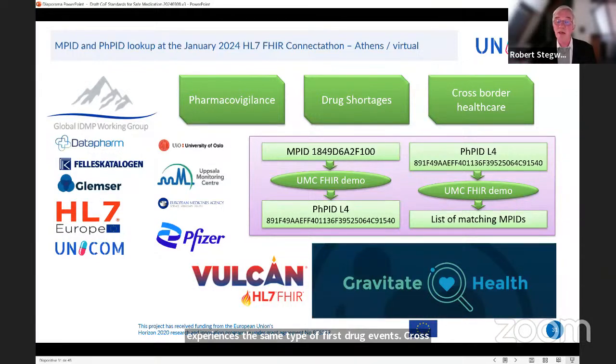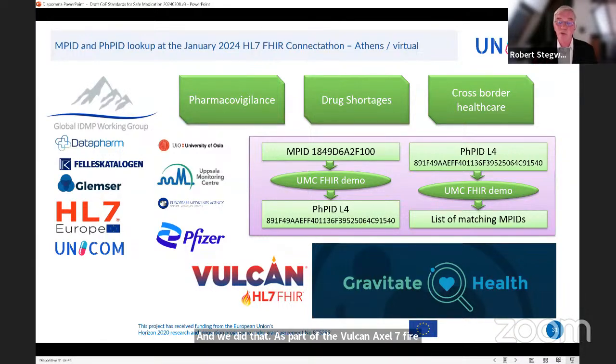If this is the MPID locally that was prescribed, we look up the PHPID, and then using that PHPID, we can get a list of matching MPIDs in that country. And we've shown through a FHIR demo provided by the Uppsala Monitoring Center that it actually works. And we did that as part of the Vulcan HL7 FHIR Accelerator.